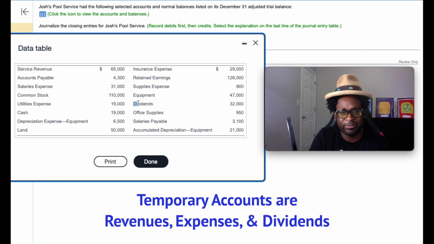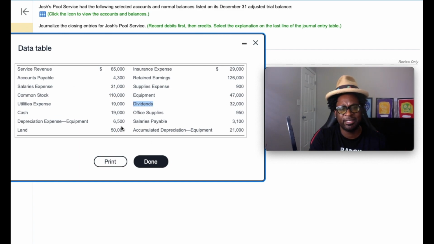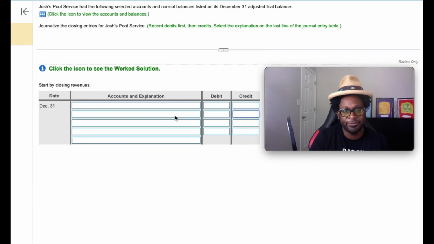We have dividends, oh, that's a lot, of $32,000. And that's all of our particular temporary accounts. The rest of these accounts will not be affected, except for retained earnings, of course, in this particular problem. So we're going to start by closing our revenues. And we already know that we have some revenues on the books for $65,000.